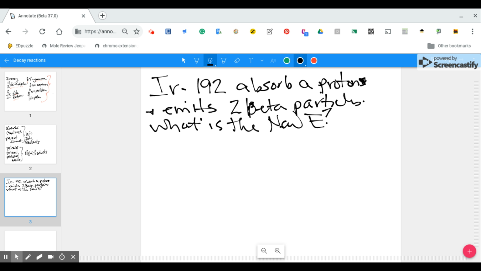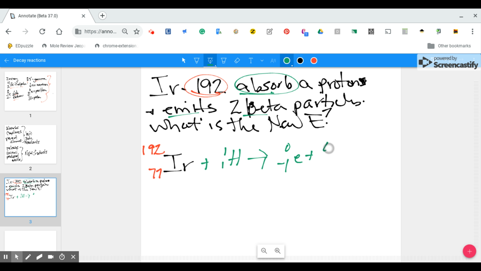Okay, so here's what you're going to start with. You're starting with iridium, and remember, this number right here is always the mass. The mass always goes on top. So you find the atomic number from the periodic table. Now, next thing, it says it absorbs. So absorbs, remember, goes on the left side. So it absorbs a proton. All right, it tells you it emits 2 beta particles. So 0, -1, plus 0, -1.